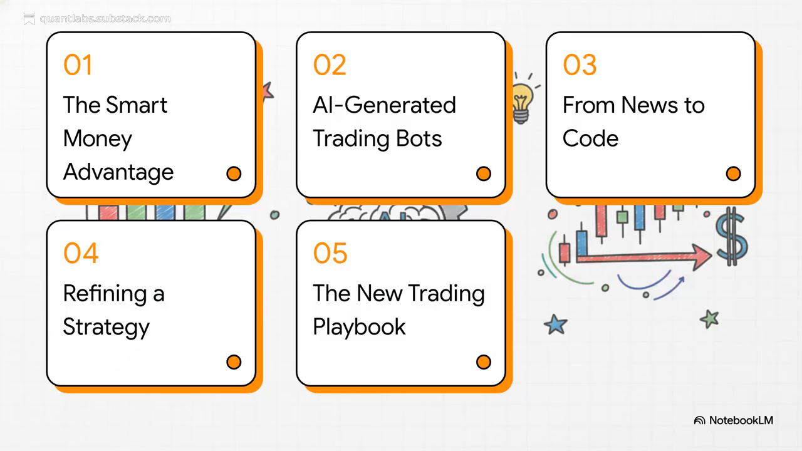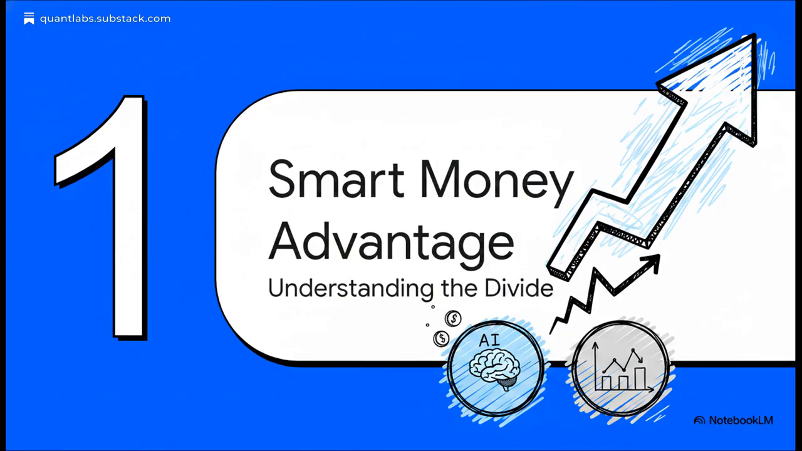So here's our game plan for today. First up, we'll break down what that smart money advantage really is. Then we'll get into the AI engines that are building these trading bots. After that, we'll follow the breadcrumbs from a news article all the way to a working piece of code. We'll even put a failing bot under the microscope to see how it gets fixed. And finally, we'll wrap it all up with a new trading playbook this creates. All right, let's kick things off with Section 1, the smart money advantage.